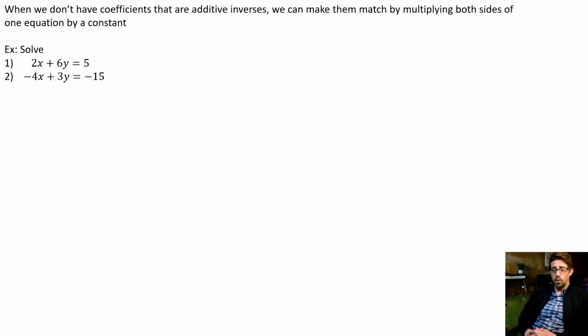We need to get either the coefficients on x or the coefficients on y to be additive inverses of each other. And to me, the most obvious way to do that is to take this first equation and multiply it by 2. Why 2? Because you're going to get a 4x here, and then it'll eliminate that negative 4x. Now this will become a 12y and this will become a 10, but that's fine. We have to eliminate one of the variables.